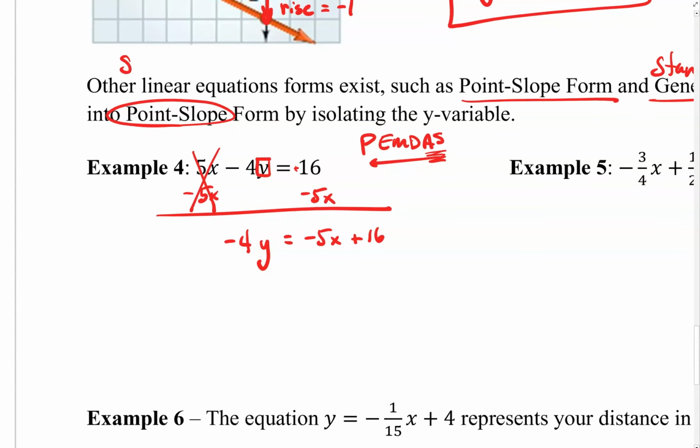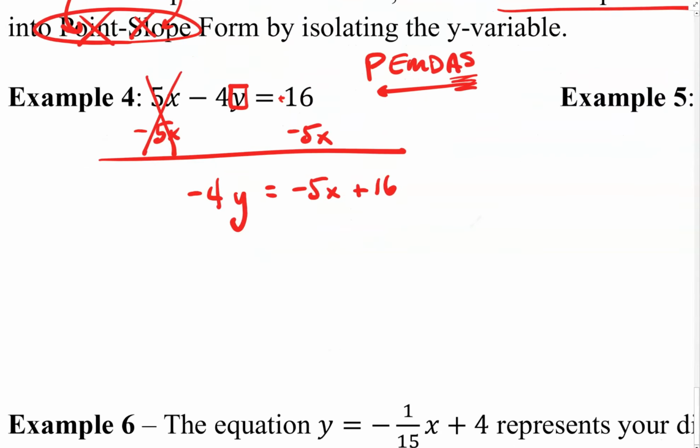This is a slope-intercept form that we're going after. Sorry about that confusion there. This is a slope-intercept, not point-slope form. Please make that correction if you're in your notes if I don't correct that before handing that out to you.